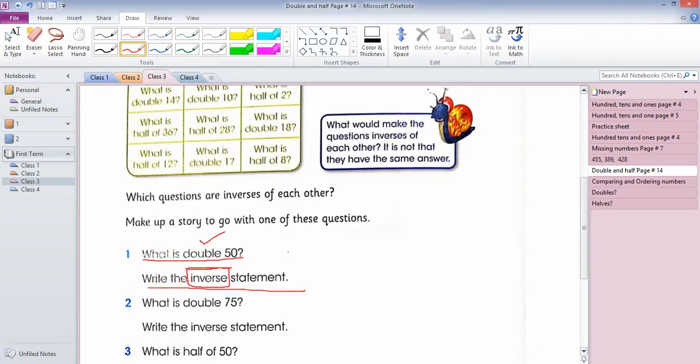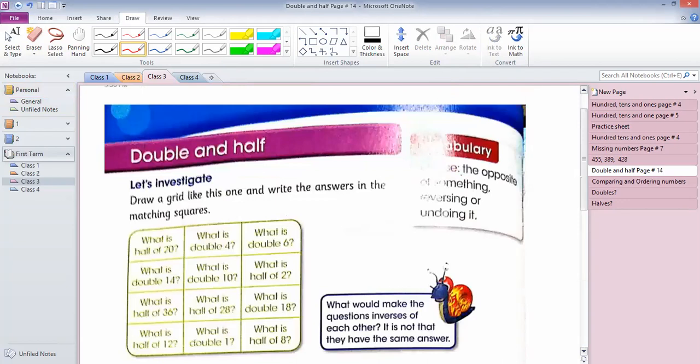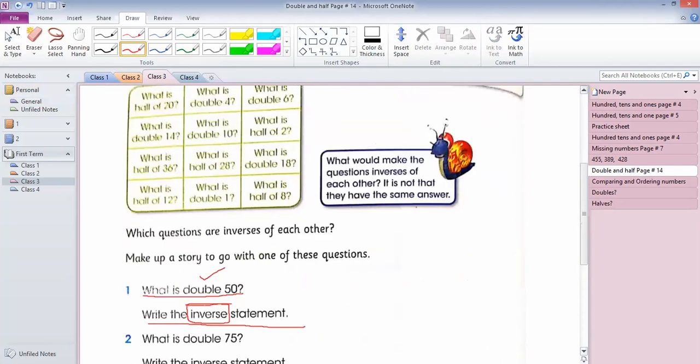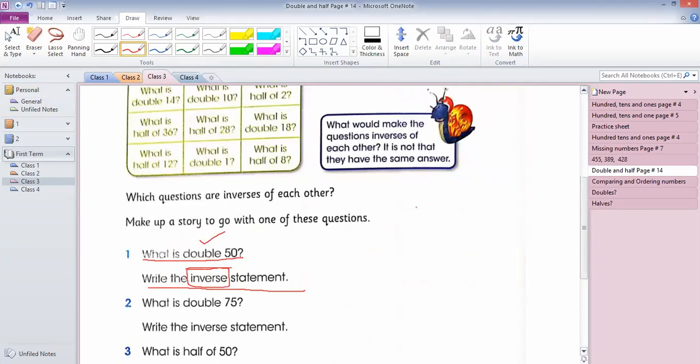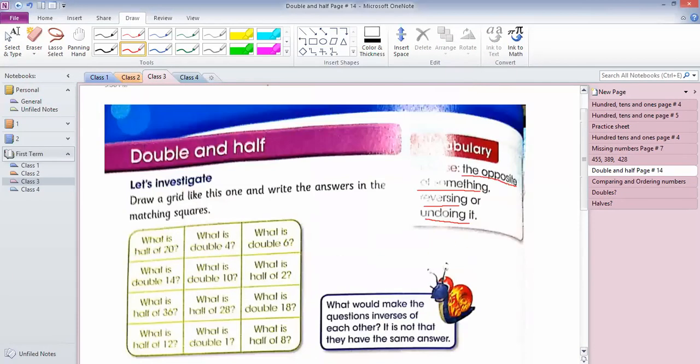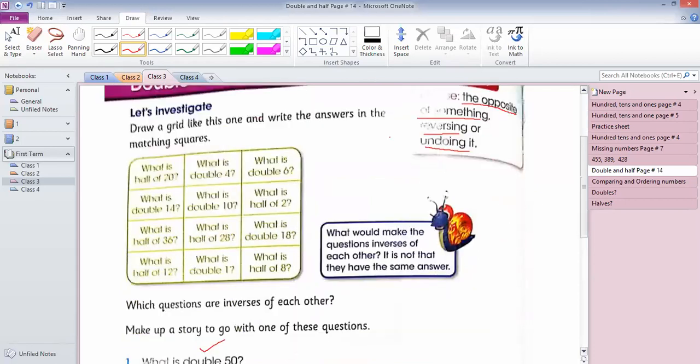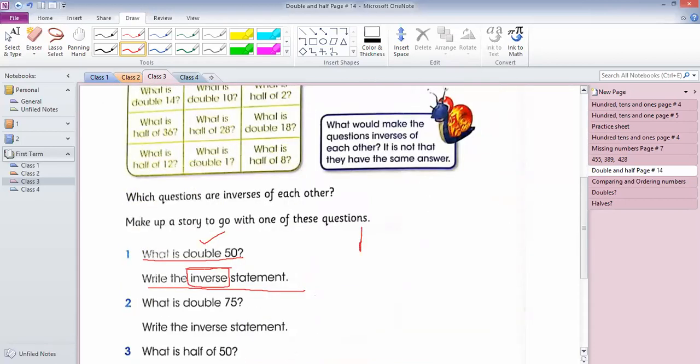What is inverse, guys? If you look at the page, in the vocabulary section, the definition of inverse is written here: the opposite of something, reversing or undoing it. So what is the opposite of double? The opposite of double is half, and the opposite of half is double.